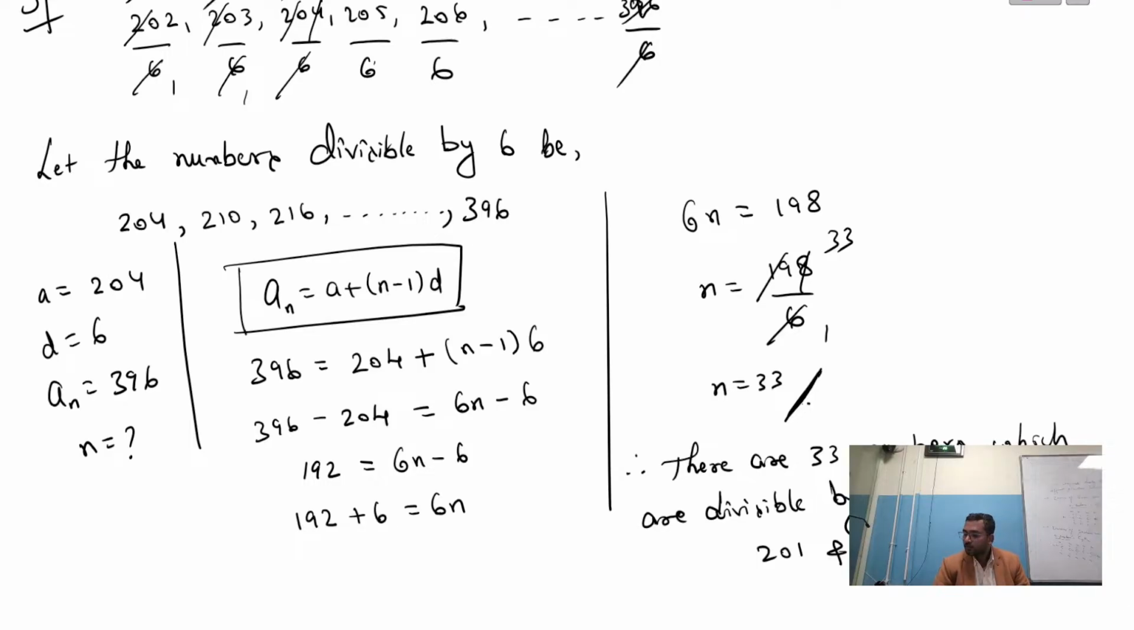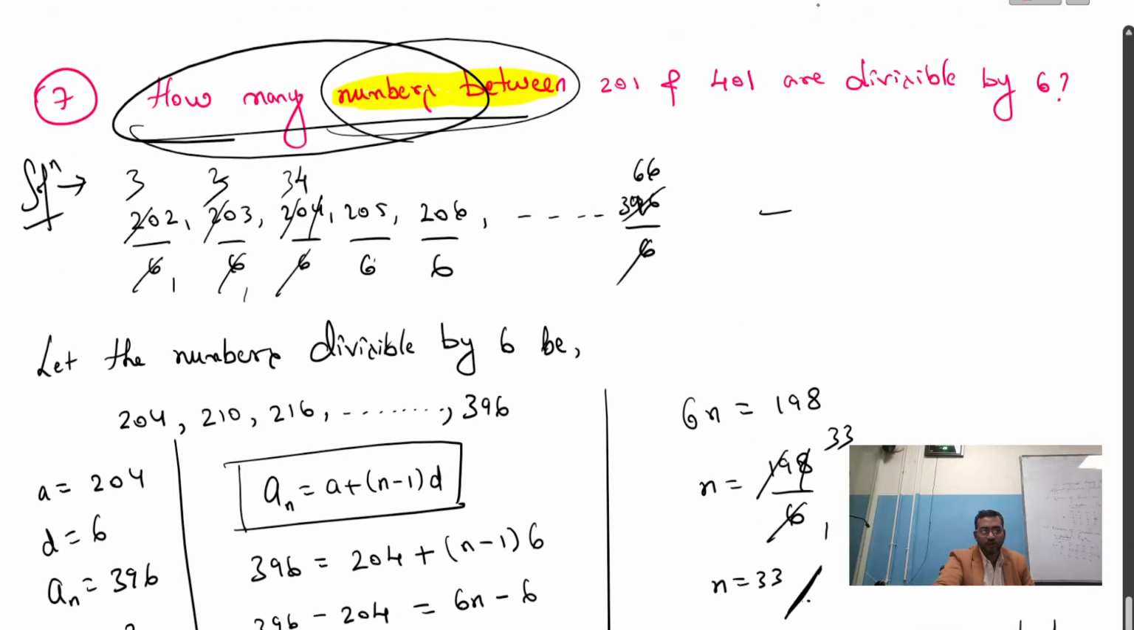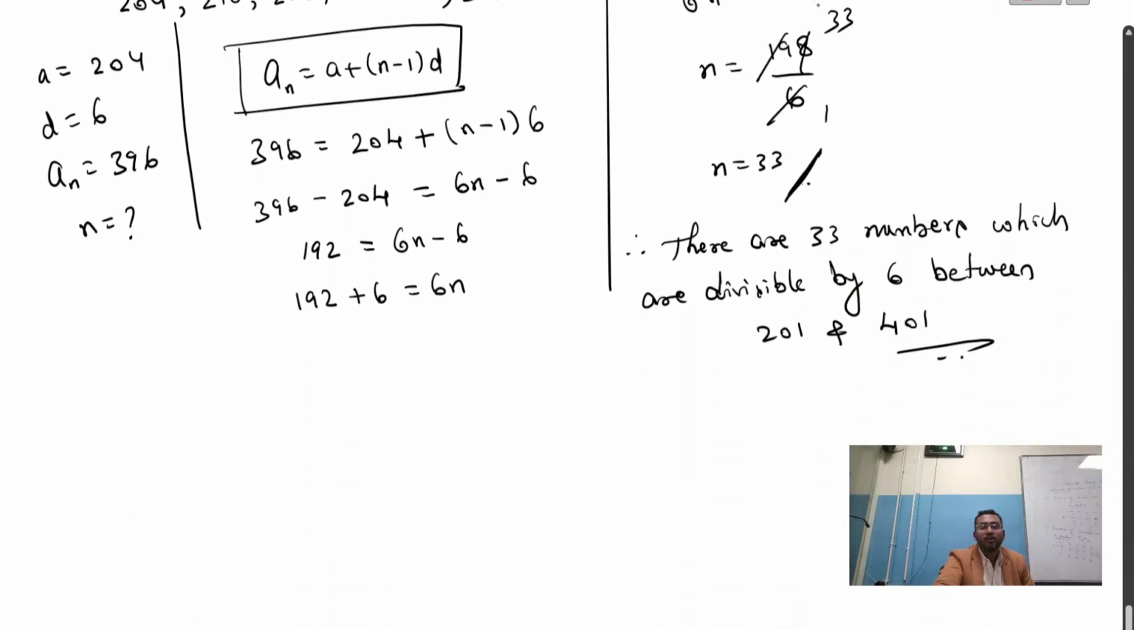Understood? Is the concept clear for you all, guys? So whenever you get a question like this, you are supposed to solve it like this. Now, similar problem, let me solve one more. Similar case. Let's see how you will solve this question.